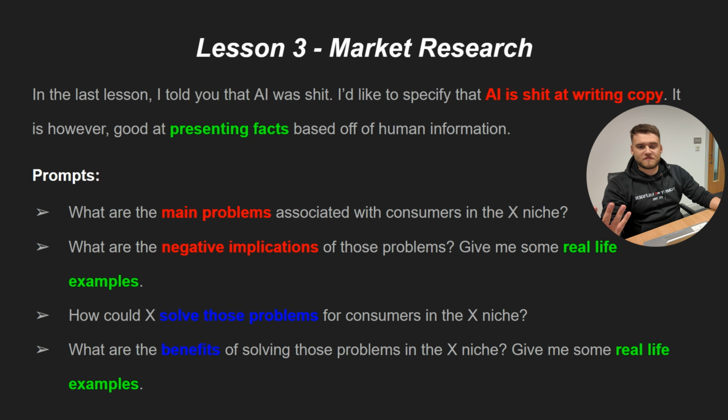I'm going to use the fitness niche again as an example because it's a little bit easier to explain. So what are the main problems associated with consumers in the fitness niche? ChatGPT will tell you that everyone's fat. What are the negative implications of those problems, giving real world examples? Being fat makes you breathe heavy, it makes your ankles hurt, it gives you joint pain, you can't do physical activities. Use all that to describe someone's life and how shit it is.